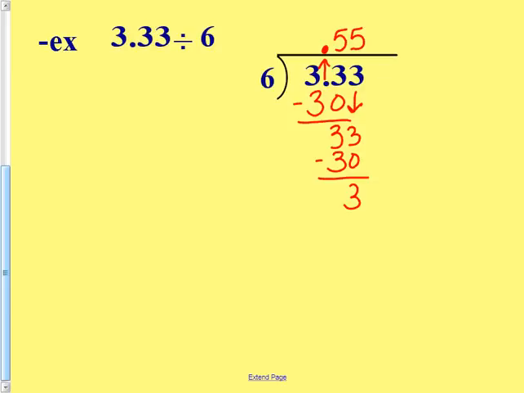Instead of getting a remainder here, I'm going to annex a 0, which doesn't change the value of my 3 and 33 hundredths, and bring down that 0. 6 goes into 30 5 times. 5 times 6 is 30. When I subtract, I get 0, and I'm now done. If it hadn't worked out, though, I could have annexed another 0 to keep on going.